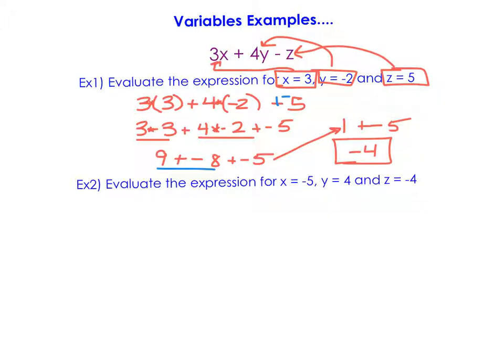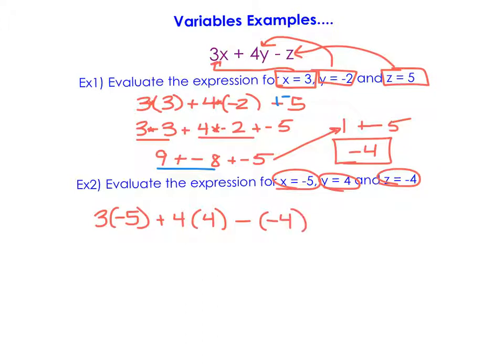Then this next one down here, we're going to evaluate with a different combination of values, and this is where you can see that the variables' values vary. So here we have 3 times X, which is -5, plus 4 times Y, which is 4, minus Z, which is a -4. So notice how I have minus -4. Now again, I'm going to use keep, change, change here in order to make my life a little easier. So here I have 3 times -5 plus 4 times 4 plus, this becomes a plus, 4.